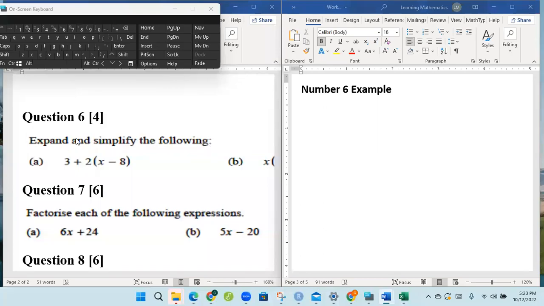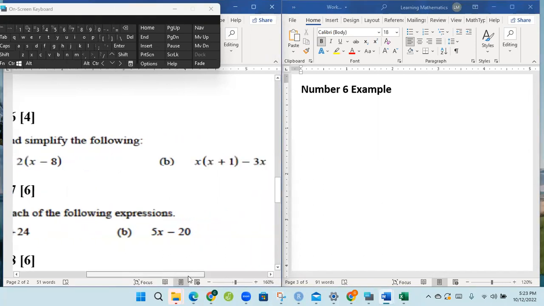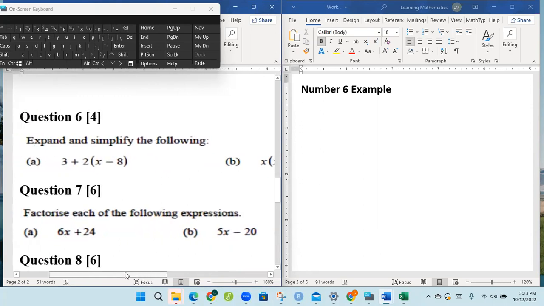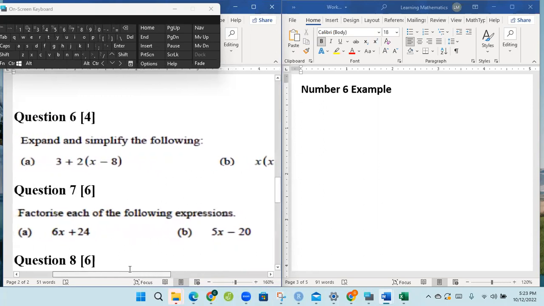Number 6 says to expand. That means we have to multiply, and simplify. That means we have to do some addition and subtraction. So let's create an example similar to A. Number 6, how many parts? Number 6 has 2 parts, A and B. So we can easily create an example like it.